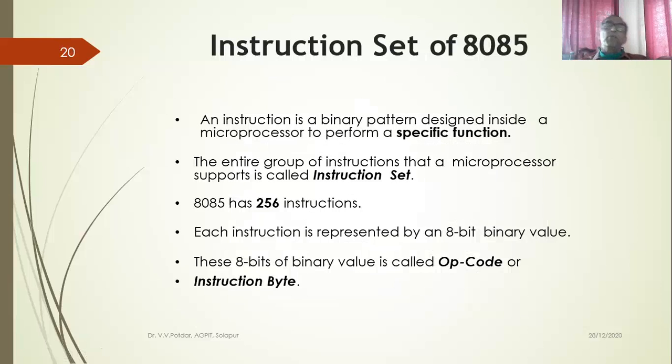Now let us briefly see what the instruction set of 8085 is. An instruction is a binary pattern designed inside a microprocessor to perform a specific function. That is called an instruction. The entire group of instructions that a microprocessor supports is called the instruction set. Remember, 8085 has 256 instructions. Each instruction is represented by an 8-bit binary value. These 8 bits of binary value are called the opcode, or operational code, or instruction byte.